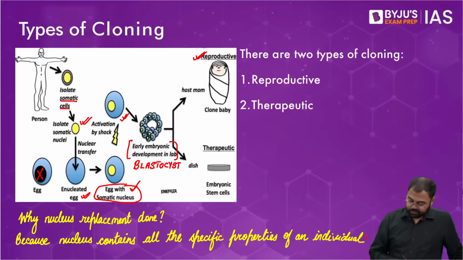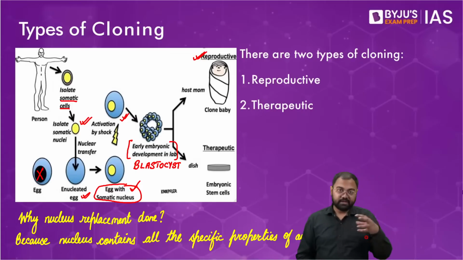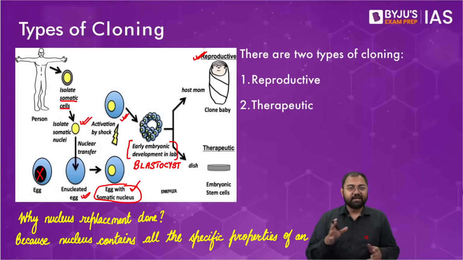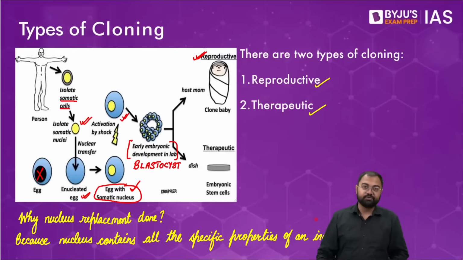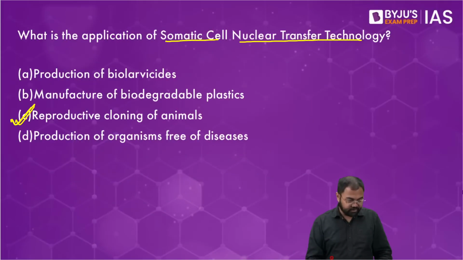Right. Because the nucleus contains all the specific properties of an individual, that is why it is so important that we isolate the nucleus, and it will then be inserted inside an enucleated cell. Again, cell division will start from here with the help of electric shock and chemicals, and then lastly, either it will be used for reproductive cloning or it will be used for therapeutic cloning. So this is how the process of cloning works.